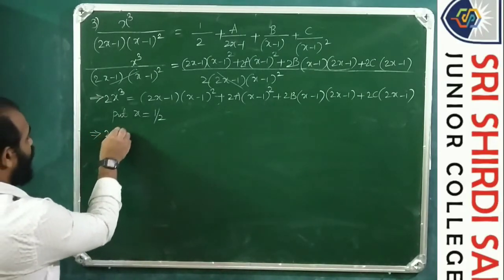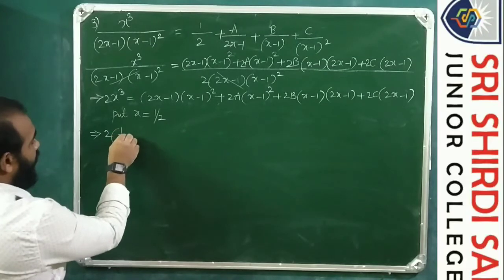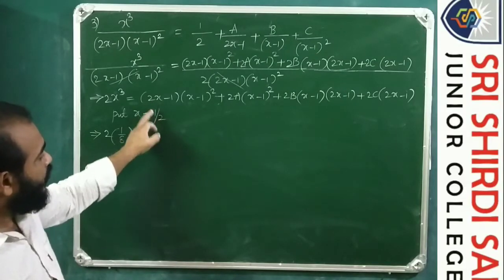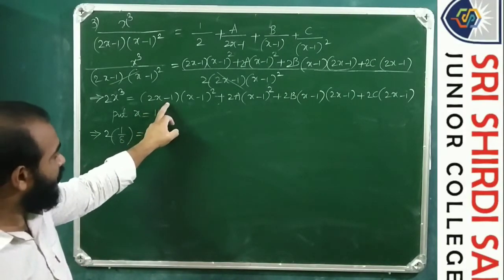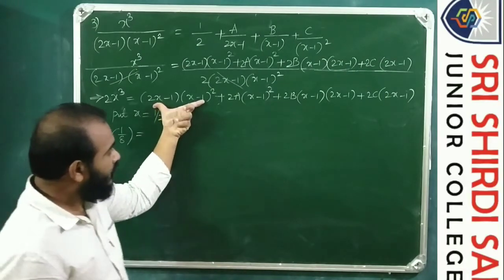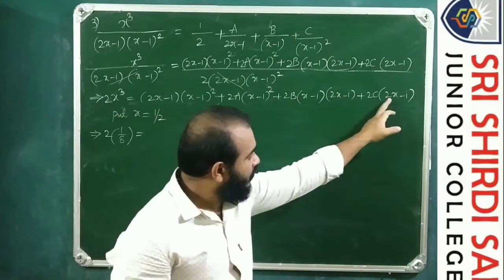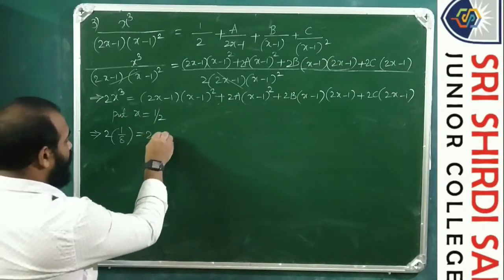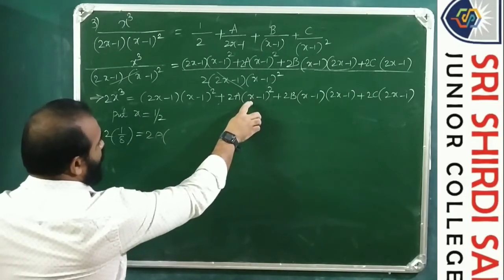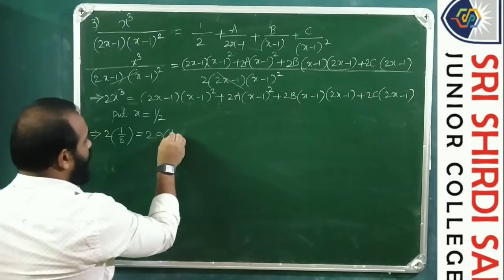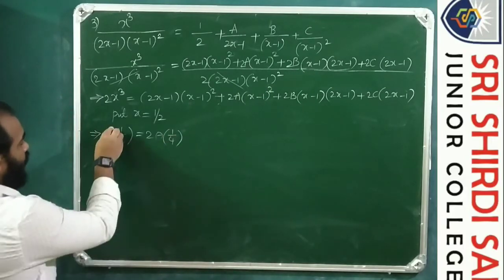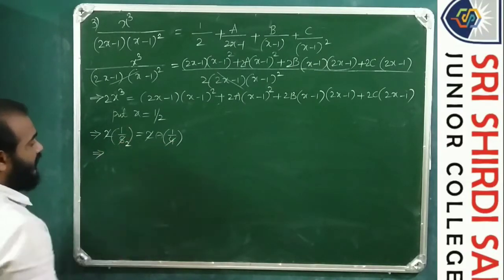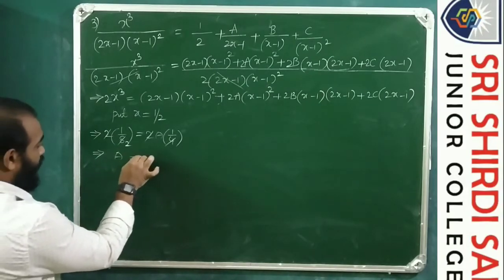So 2 into x cube is 1 by 2 whole cube is 1 by 8 is equals to, on substituting this 1 by 2 here, 2 into 1 by 2, so 2 gets cancelled, 1 minus 1 0, this all 0, so this will be 0, so we are left with only this term. So 2a into x value is 1 by 2 minus 1 is minus half whole square, so 1 by 4. So 2 on both the sides gets cancelled, so 4 2s are 8. So a is equals to 1 by 2 we get.